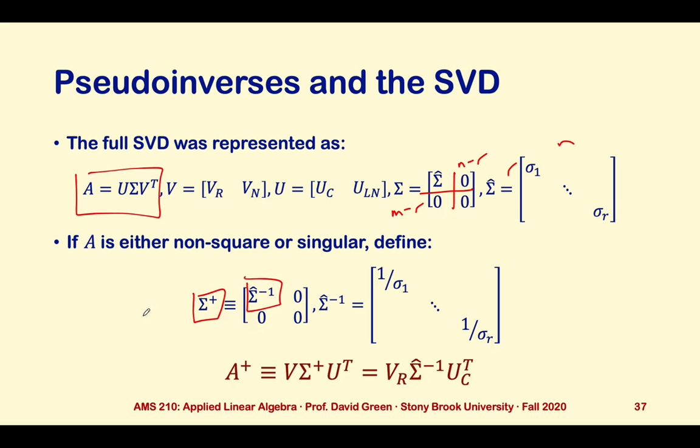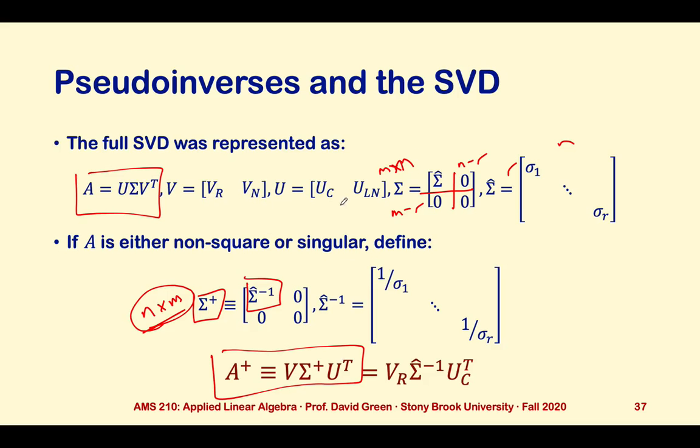Sigma plus will always be N by M, where sigma was M by N. Just as the transpose changes the size of the matrix, flipping the order of the sizes, the pseudo-inverse that we discussed in the context of projections flips the dimensions, and so does this pseudo-inverse here. When we have this N by M matrix sigma plus, we then define a pseudo-inverse, A plus, as V sigma plus U transpose.